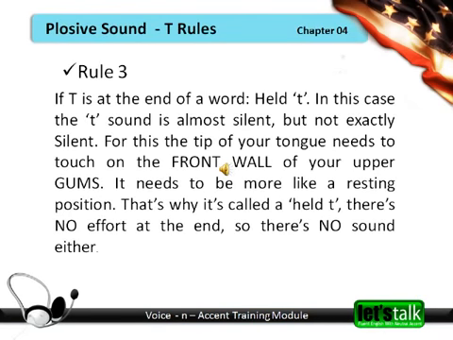Plosive T sound. Rule number 3. If T is at the end of a word, held T is produced. In this case the T sound is almost silent, but not exactly silent. For this the tip of your tongue needs to touch on the front wall of your upper gums. It needs to be more like a resting position. That's why it's called a held T. There's no effort at the end, so there's no sound either.